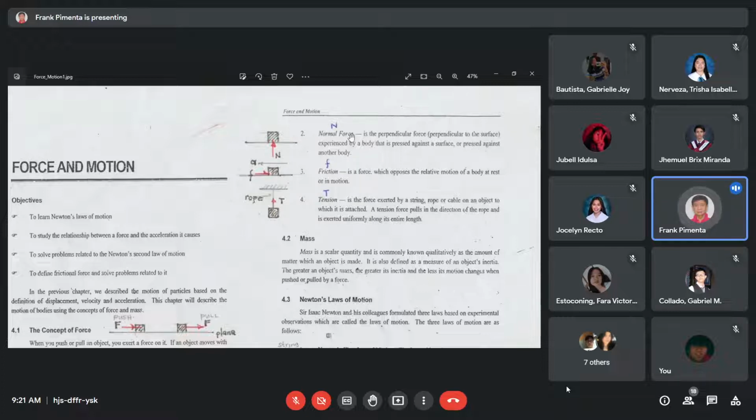So to identify the normal force, it is perpendicular to the surface. They are pressing each other. Surfaces are pressing each other. So this is the correct position of the normal force based on this definition. The normal force is pointing at the two surfaces that are pressing each other. Okay.